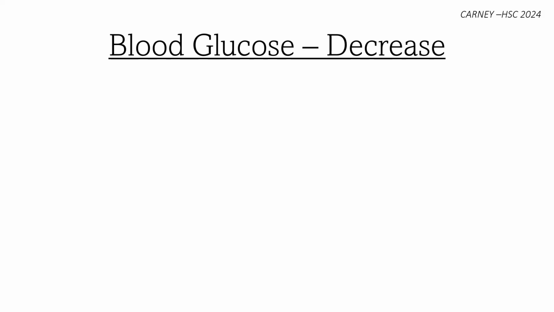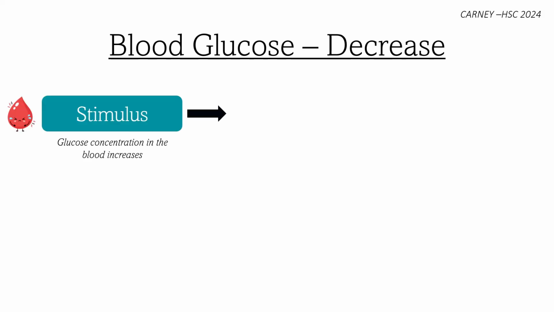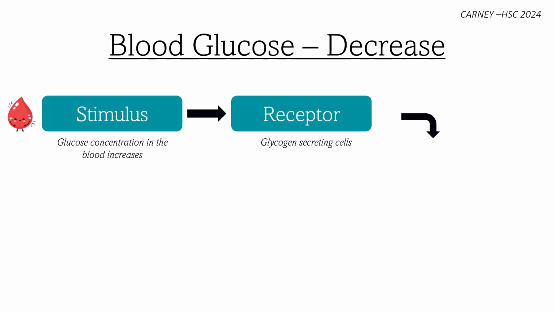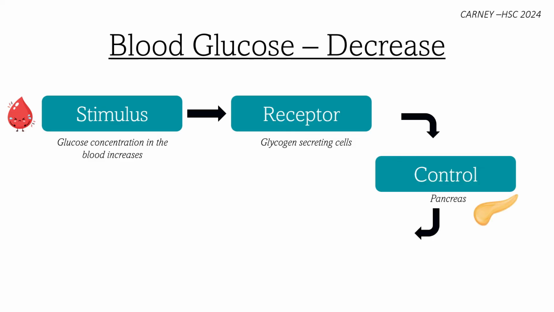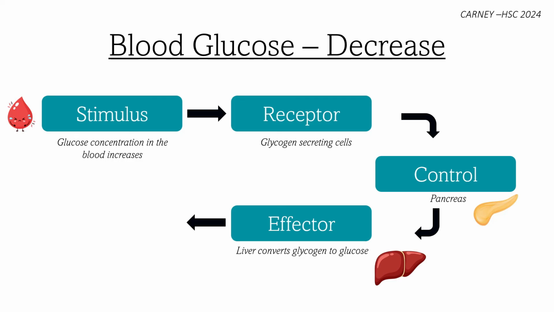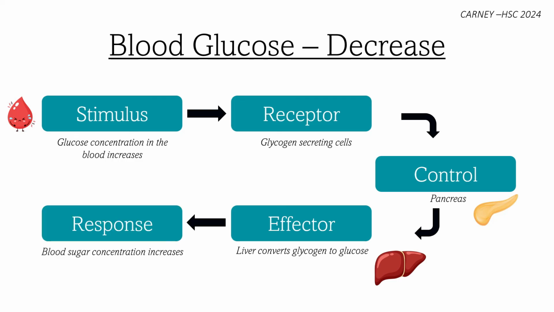When blood sugar levels decrease, the glycogen secreting cells in the liver detect the change. The pancreas instructs the liver to break down glycogen and release glucose. The response is blood sugar levels increasing back to homeostasis.